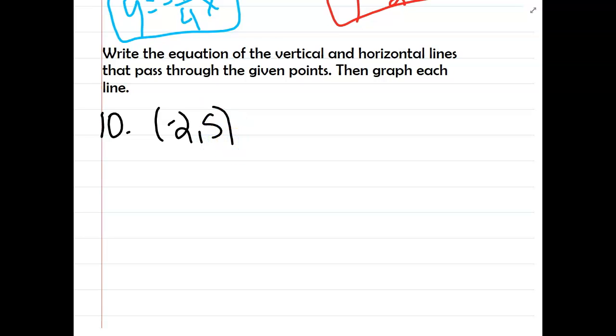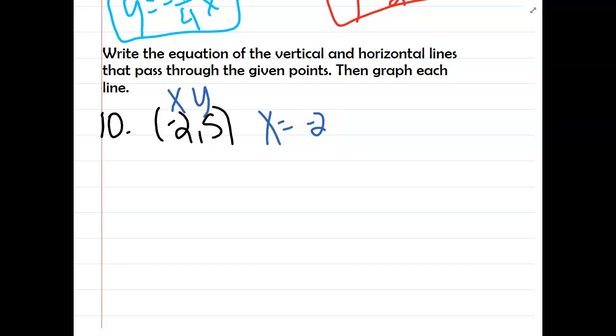So I want to write, first of all, the vertical line that passes through the point -2, 5. I want to write the equation. What does the equation of a vertical line look like? X equals. Okay, we got that. Now, how in the world am I going to figure out what X equals? X, comma, Y. X equals -2. That's it. That's all you got to do.